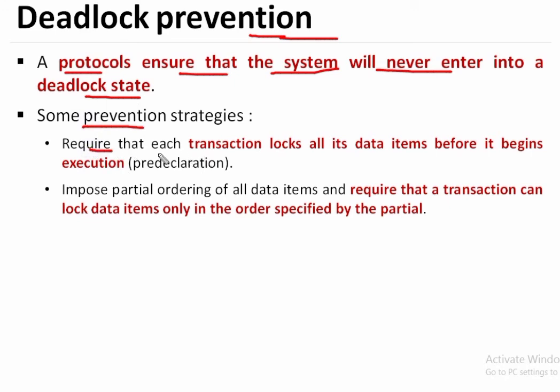First, require that each transaction locks all its data items before it begins its execution. Suppose one transaction needs 5 data items. Once it starts its execution, it acquires locks on all these 5 data items, so it does not require any further data item to complete its execution. Second, impose partial ordering of all the data items and require that a transaction can lock data items only in the order specified by the partial order.